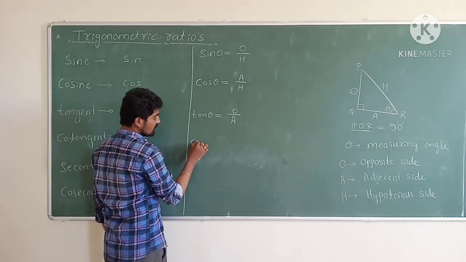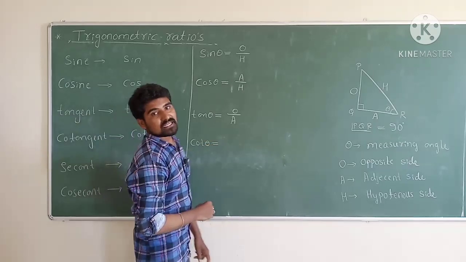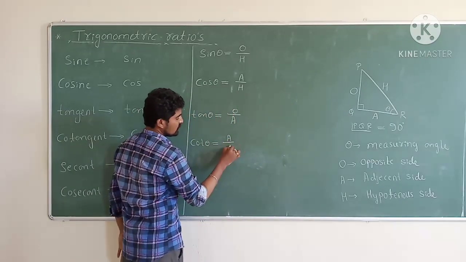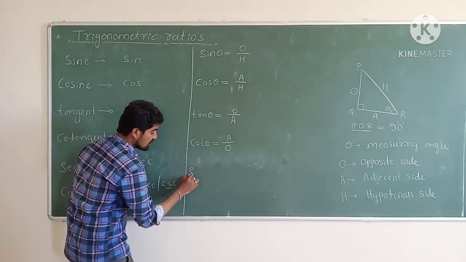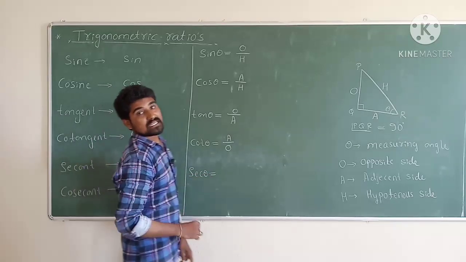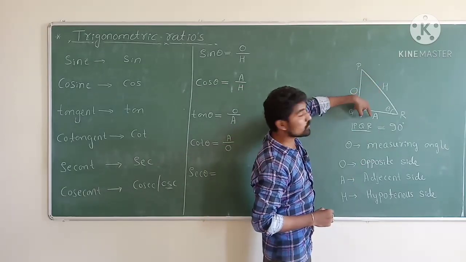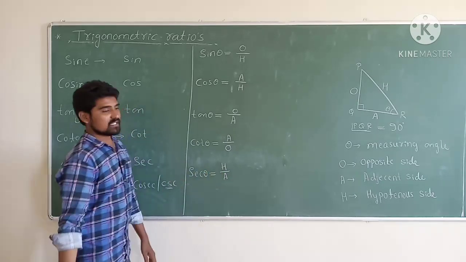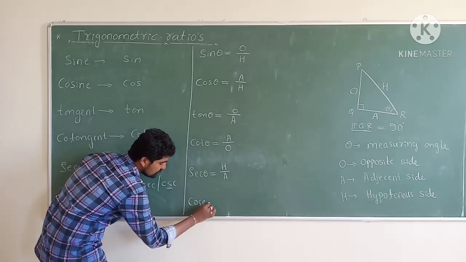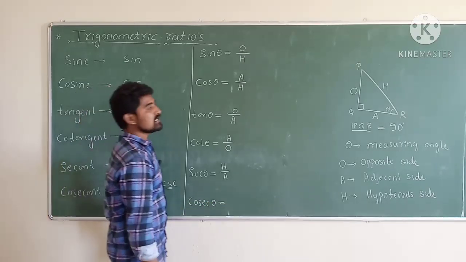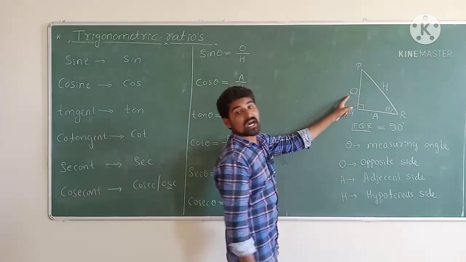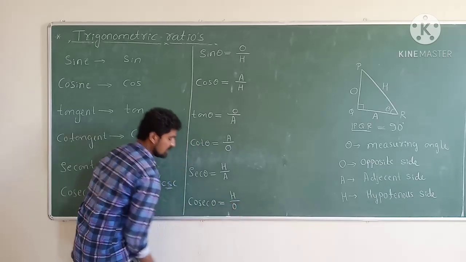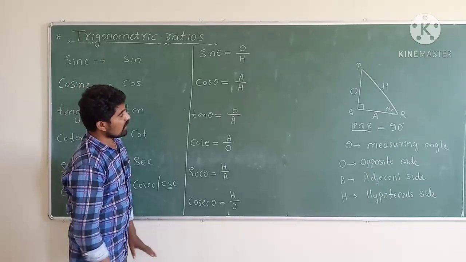And next cot theta. Cot theta is the ratio of adjacent side to opposite side. And then sec theta. Sec theta is the ratio of hypotenuse side to the adjacent side. So H divided by A. Next one is cosec theta. Cosec theta is the ratio of hypotenuse side to the opposite side. I hope all of you understood.